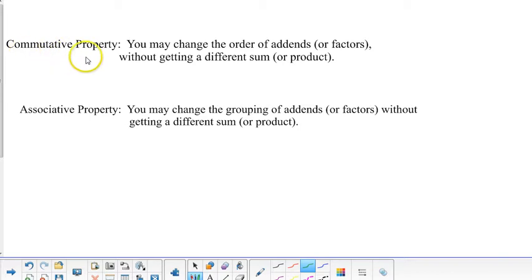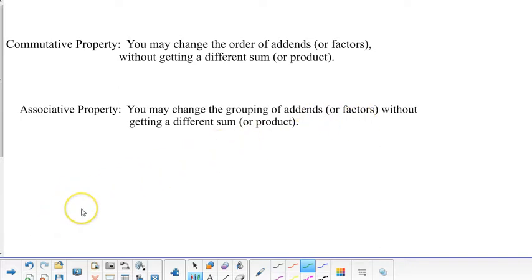Two properties that I'm sure you're very well aware of. The commutative property, right? We know what that does. It says that you can change the order of addends or factors. So I want you to think about, what does that mean? Addends or factors, without getting a different sum or product. That's a clue, without coming out and saying it. The commutative property works for what two operations? Addition and multiplication, of course. The same two that we talked about for identity and inverse. The associative property: you can change the grouping of the addends or factors, and you'll still get the same sum or product.